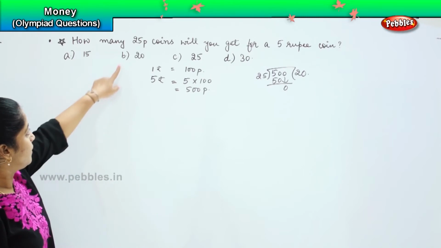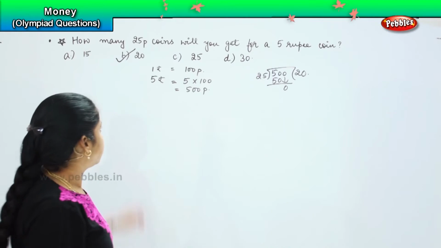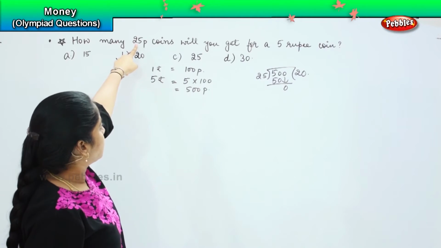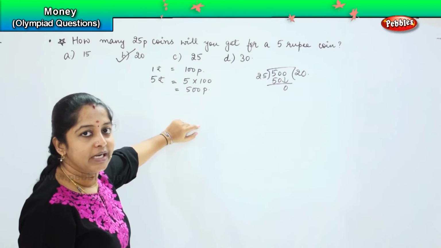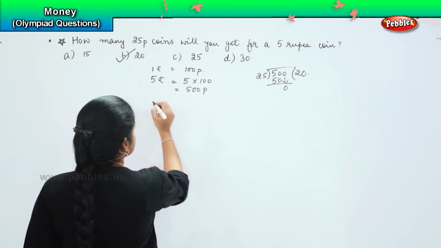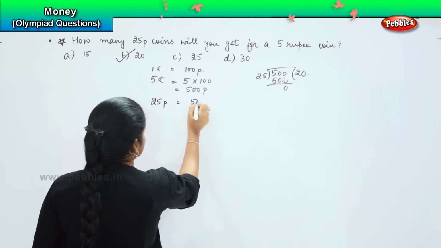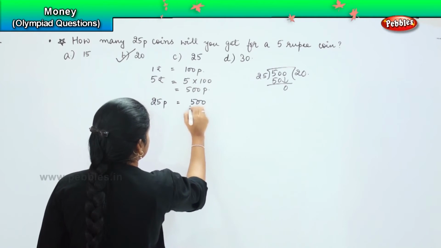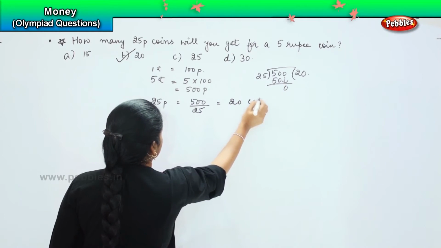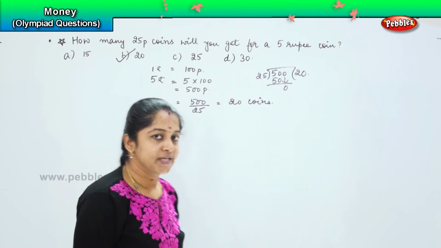Where can you find it, children? Option B is the right answer. So, what did we do is, first we converted this 5 rupee into paise and then we divided it by 25 to count how many coins are there in a 5 rupee coin. Okay. So, 500 divided by 25 is equal to 20 coins. Okay. So, ready for the next question?